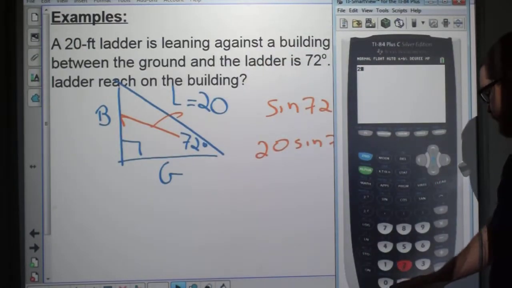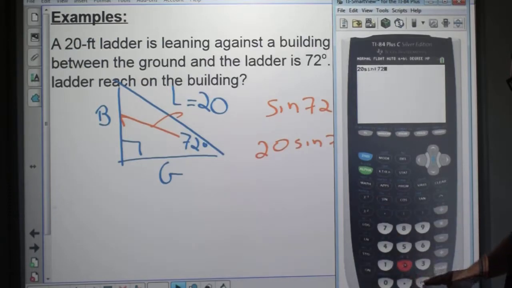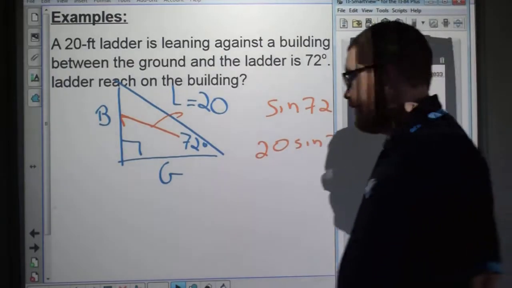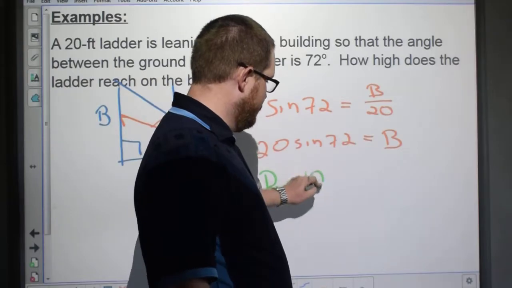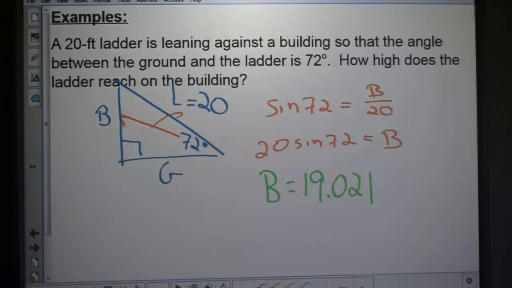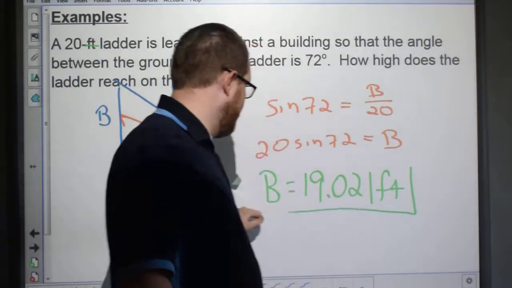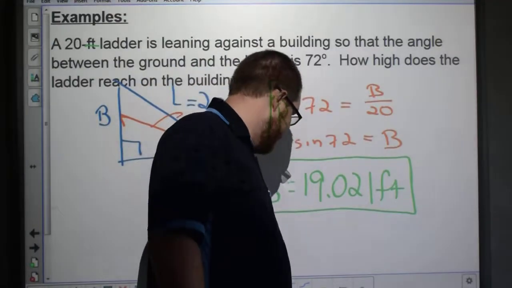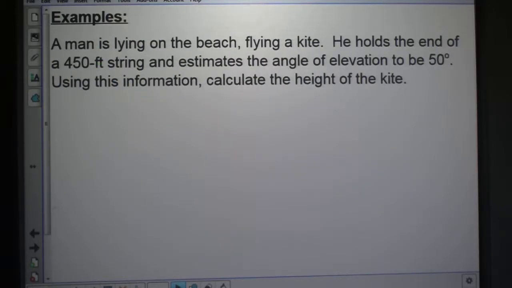20 sine 72 is 19.021. Make sure you're in degree mode. Give me a unit. I gave you units, so you should give me units back. I said feet, so it's feet. It reaches 19 feet in the air. That was pretty simple. Let's try a little bit harder.